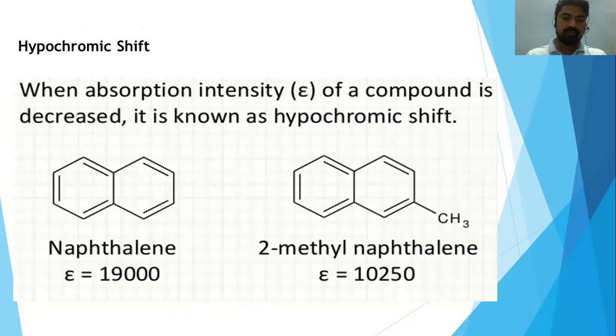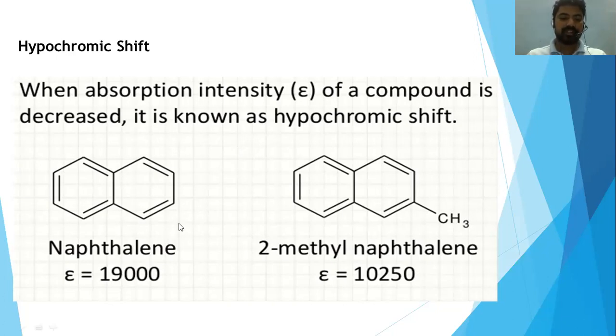Whenever an auxochrome is present on a chromophoric unit, whenever a compound or chromophore is dissolved in a suitable reagent, or whenever a compound is undergoing a reaction in the presence of a specific reagent, if the absorption intensity of that compound is decreased to a lower value, that kind of shift is called hypochromic shift. Absorption intensity is decreasing.